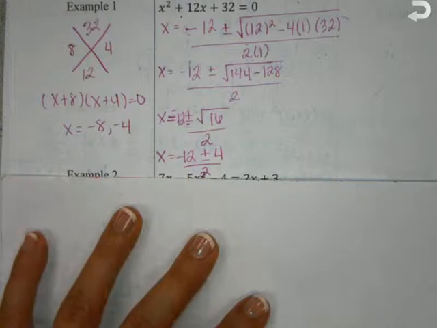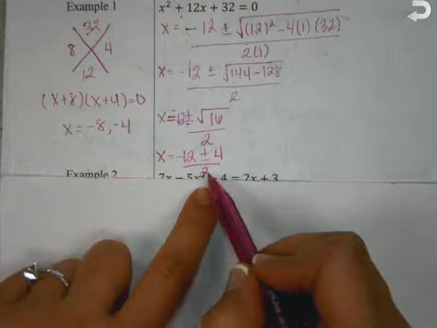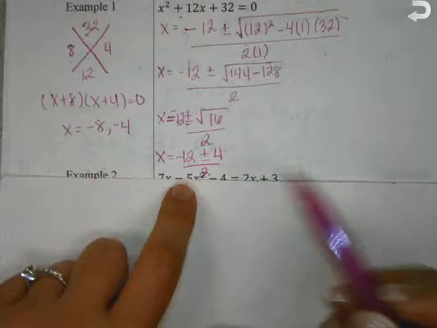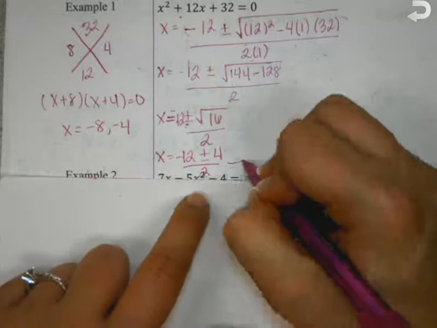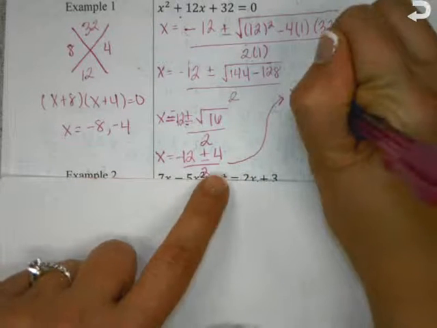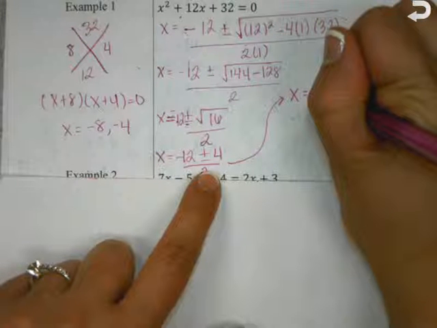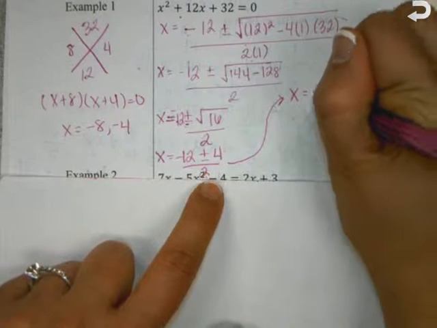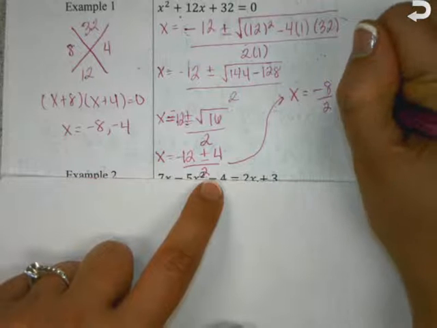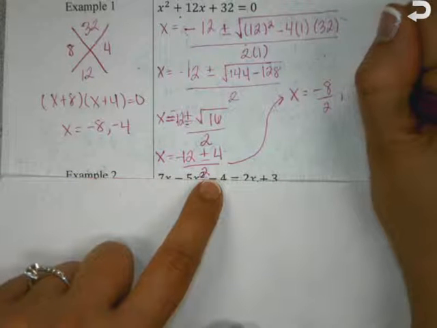So see now how I have negative 12 and 4? I could reduce everything by 2. But it's actually going to be a little bit easier if we just keep going. So that's going to be negative 12. We have two answers here. Negative 12 plus 4, which is negative 8 over 2. And negative 12 minus 4, which is negative 16 over 2.